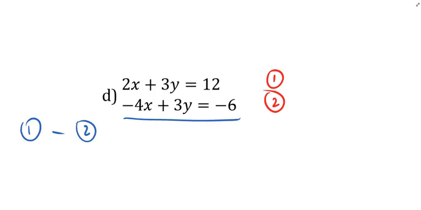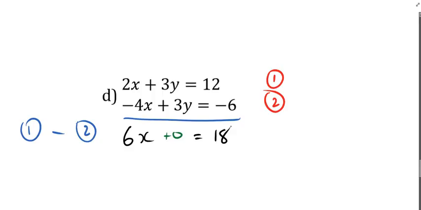1 minus 2, you could also do 2 minus 1. It doesn't matter. If you're really getting this stuff and you think it's easier doing it the other way, then do it, right? 2 minus negative 4. Guys, listen, because you got to be able to do this part too. 2 minus negative 4 is 6x, because it's 2 plus 4. 2 minus negative 4 is 2 plus 4. 3 minus 3, 0. Again, 12 minus negative 6 is 12 plus 6, so it's 18.